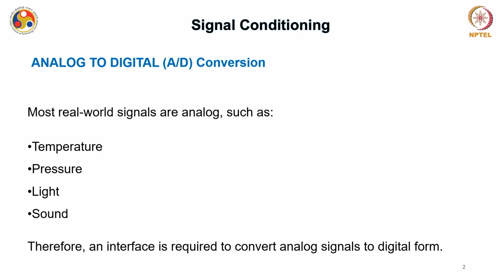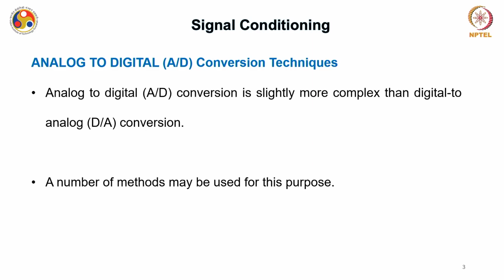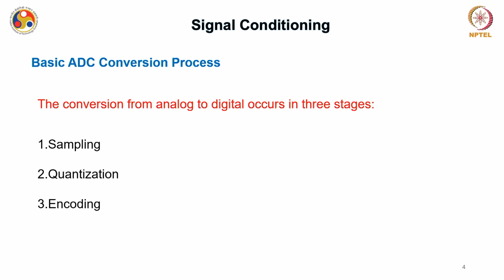So analog to digital conversion is required because mostly we have to deal with analog signals. You talk about any real world signal from any transducer, maybe a temperature transducer, maybe a pressure transducer, or if you are trying to measure light or sound, whatever you try to measure, the signals that you get are mostly in analog form. Now an interface is required to convert analog signals to digital form. Analog to digital conversion is slightly more complex than the digital to analog conversions that we have seen previously. A number of methods may be used for this purpose.